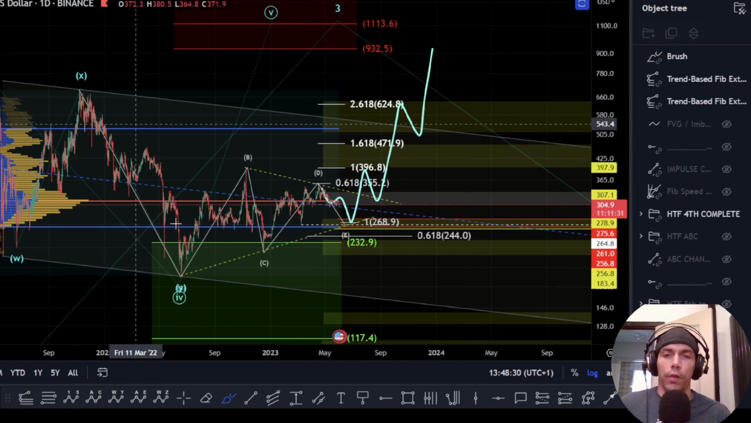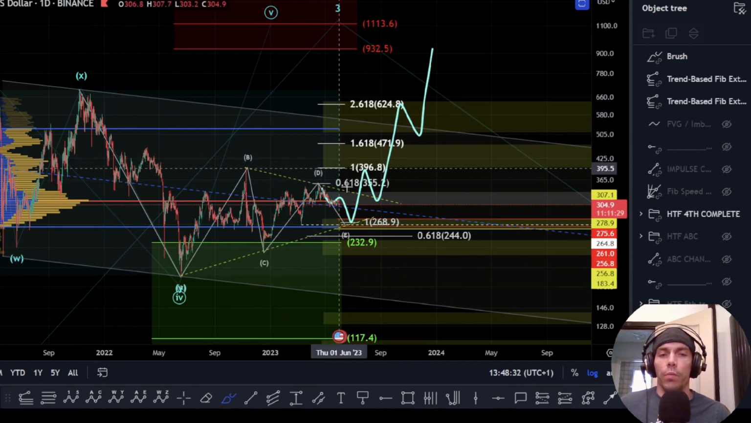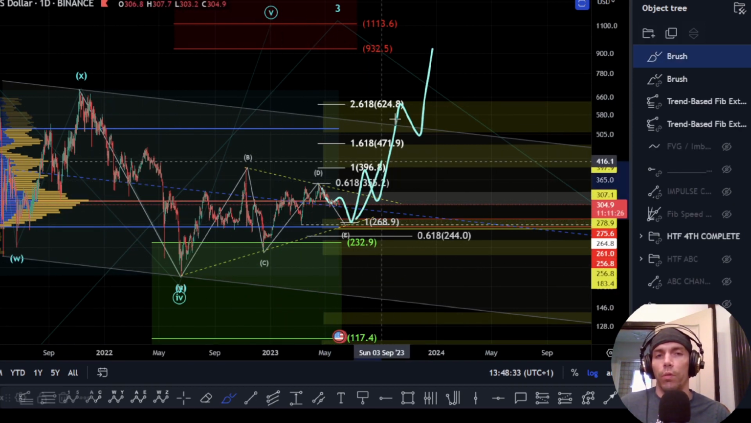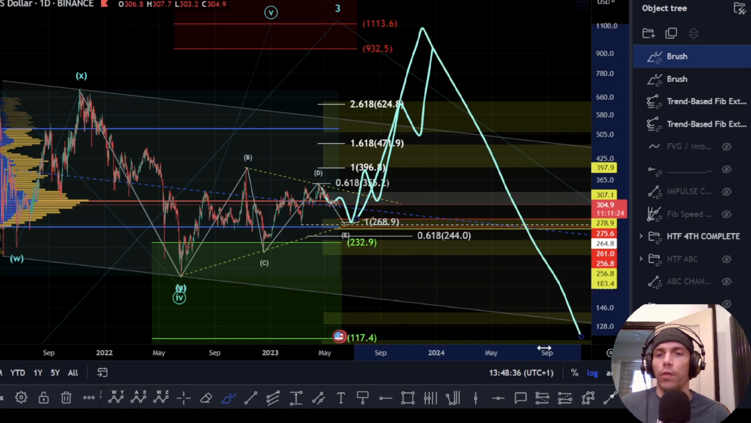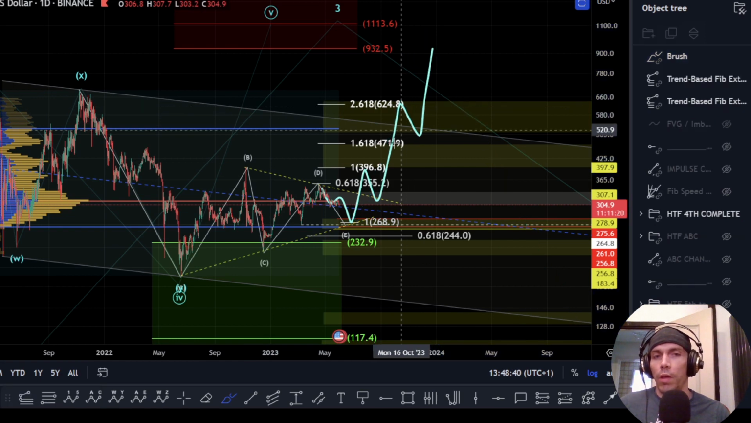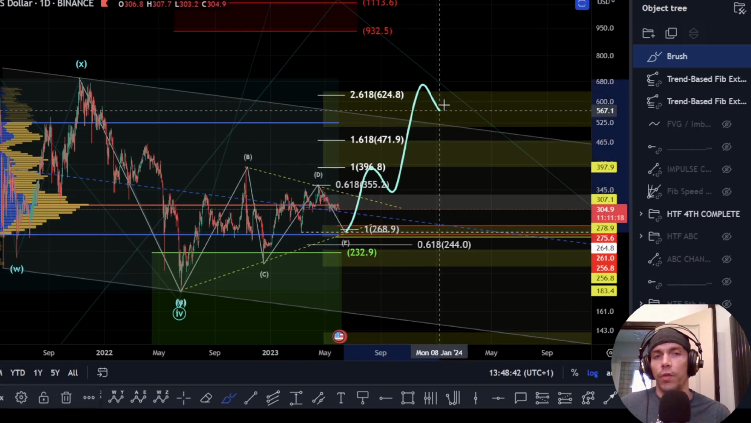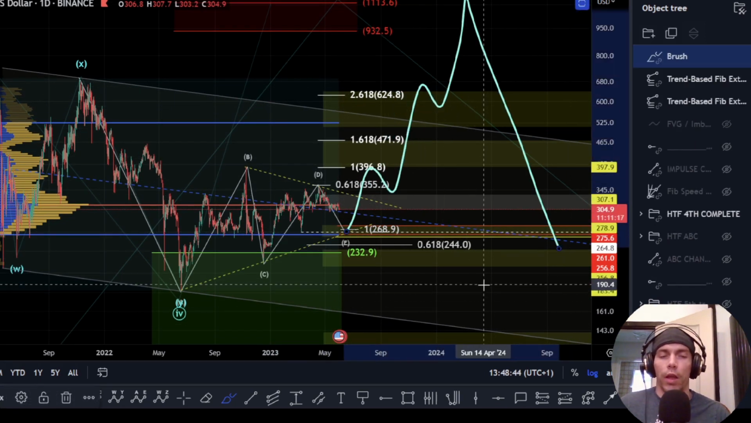The thing is, if this is a triangle in this way, this would mean that this is a pre-terminal move. So once we complete this, we'd be looking for a deeper retracement again off the back of it. So it would mean that we'd see a short move to the upside here before rejection and actually starting to break down.